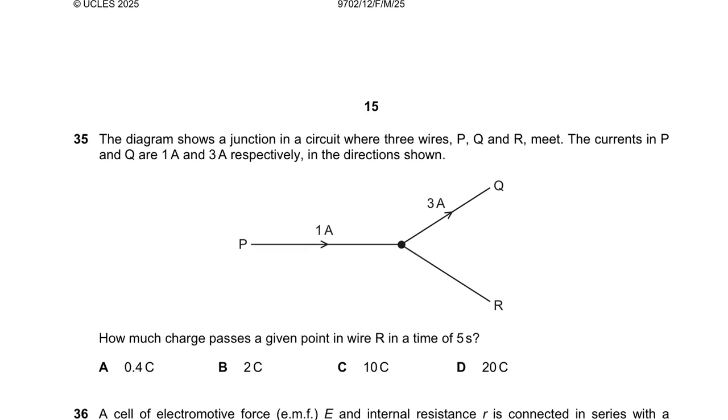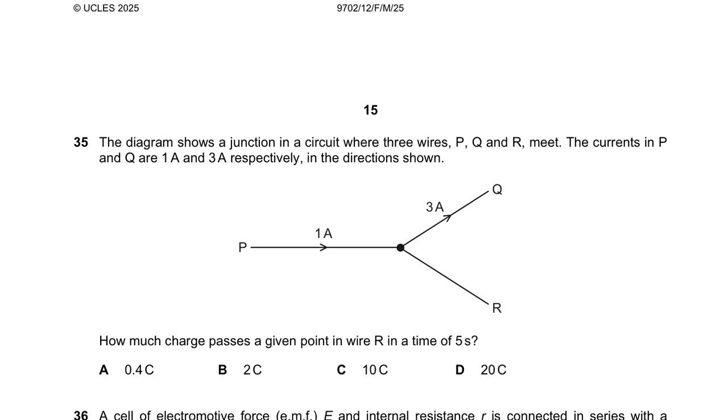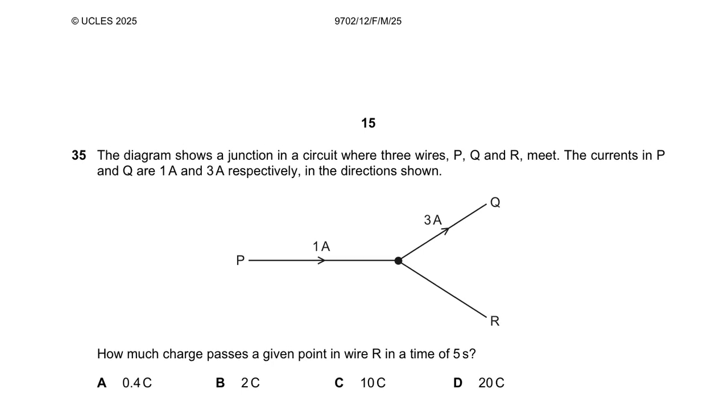The diagram shows a junction in a circuit where three wires P, Q and R meet. The current in P and Q are 1 ampere and 3 ampere respectively in the direction shown. How much charge passes a given point in wire R in a time of 5 seconds? So similar to the question that we did above. Now, if this is 1 ampere, which is entering this junction, this is 3 ampere that is leaving this junction, that automatically means that wire R should have a total current of 2 ampere entering the junction. Kirchhoff's first law, or the current law, says the total current entering is equal to the total current leaving. So we've got 3 amperes entering here and 3 amperes leaving here.